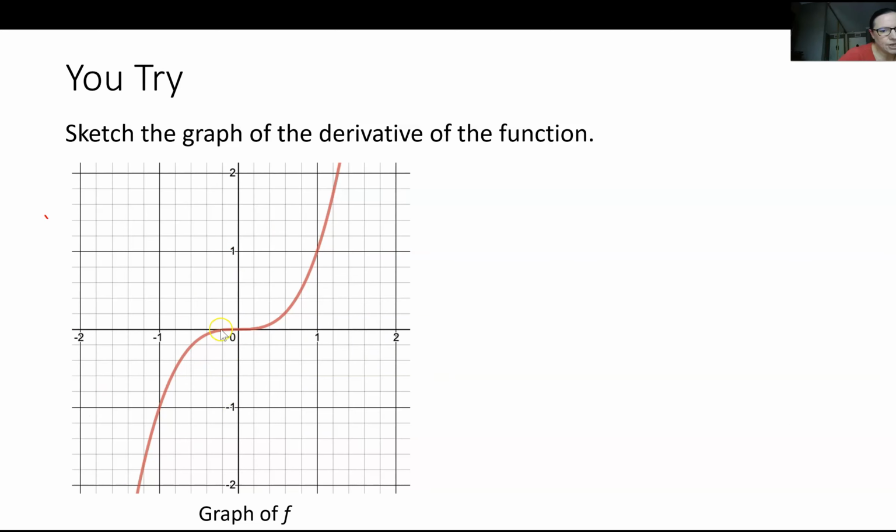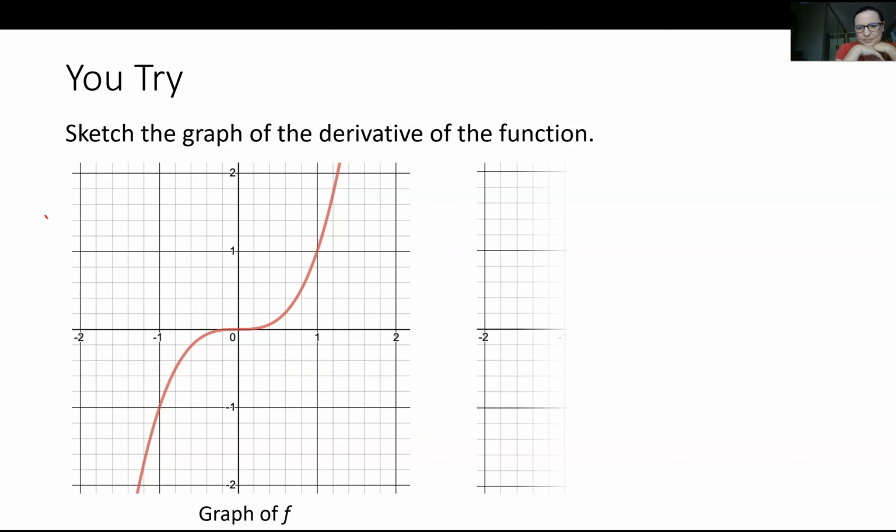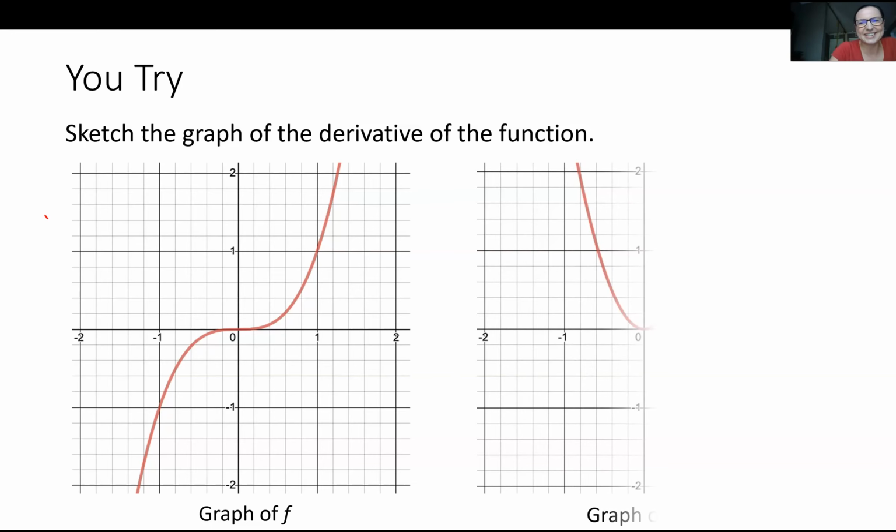So why don't you try this one? Pause your video, get a second grid, and see if you can generate the graph of its derivative. Okay, so let's see how you did. The graph is starting to unveil itself now, slowly. Wait for it. It's coming.